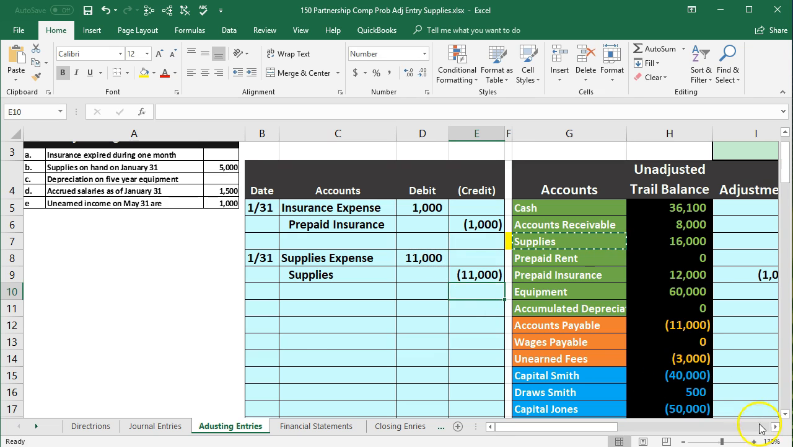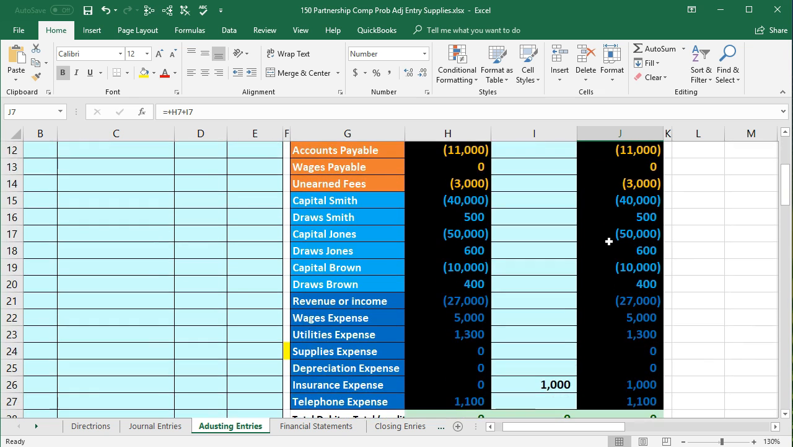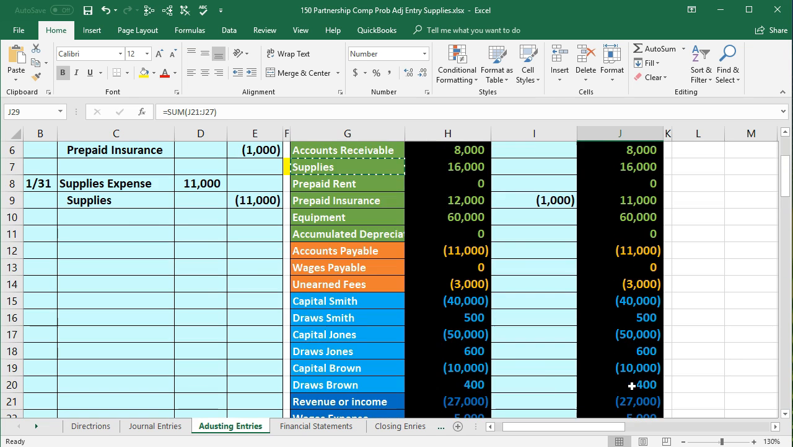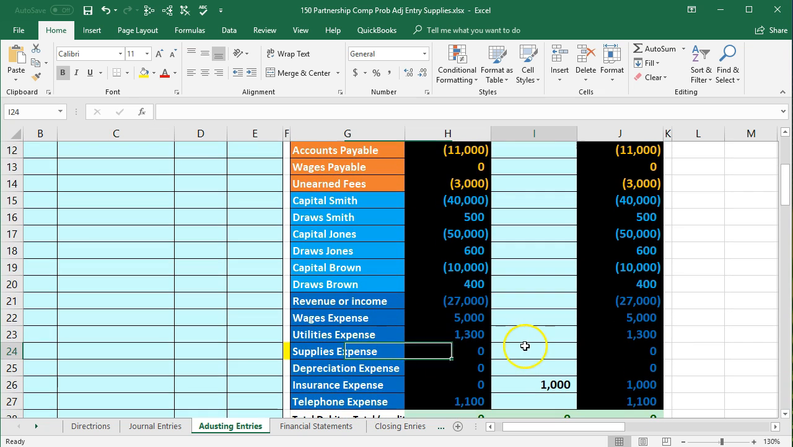And then we'll post that not to the GL but to our nice little worksheet here and see what happens. Once we do this, we want to see if it does what we think it should. What do we think it should do? It should bring this 16,000 down to the physical count of 5,000. It should bring the expenses up by the 11,000, which would bring net income down. So we're going to post first this supplies expense. Here it is on the journal entry. Here it is down here in supplies expense. We're in the middle column.